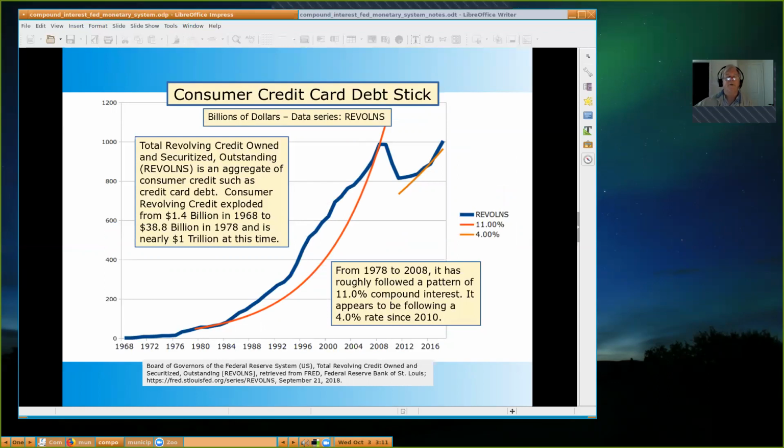And then revolving credit. My cat wants to get up here, and I just am trying to. That's the problem with cats and computers.